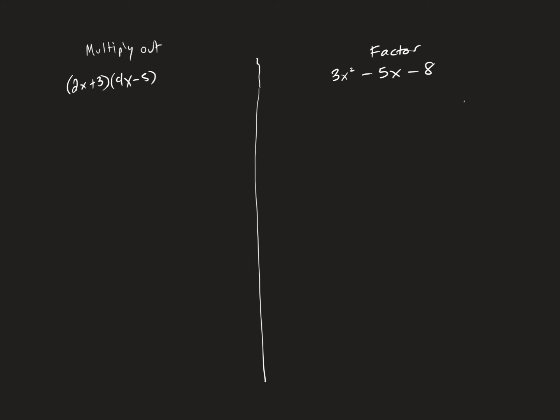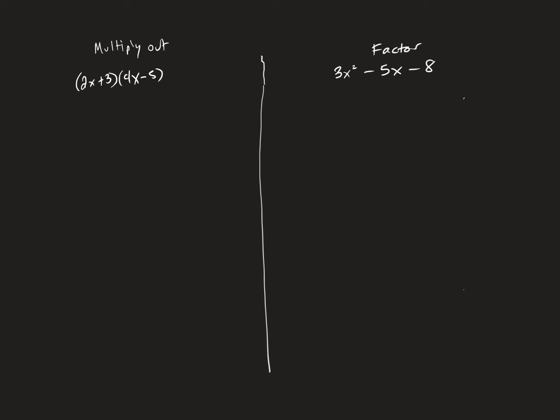And the reverse of that is foiling. So foiling is first, outer, inner, last, but I want to explain why it works the way it does. So when we're talking about foiling, in general, we're using the distributive property. So we're saying this first term here has to get distributed to this set of parentheses. So I'm actually going to write that out, which I don't normally do when I'm foiling. And then the second term here, which is added, has to be distributed to the set of parentheses as well.